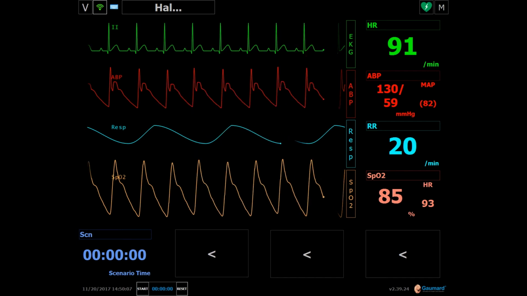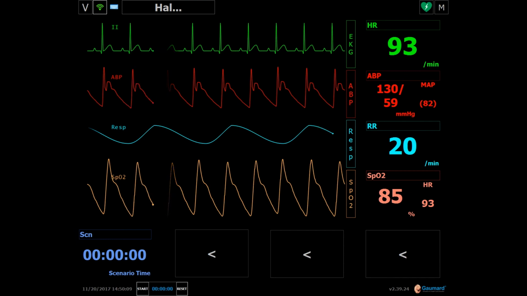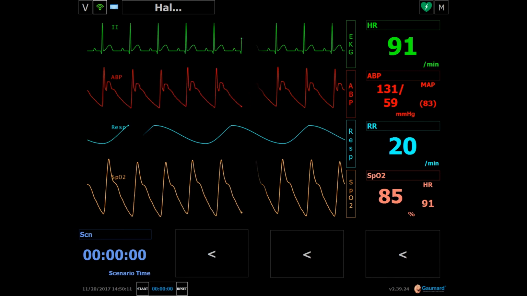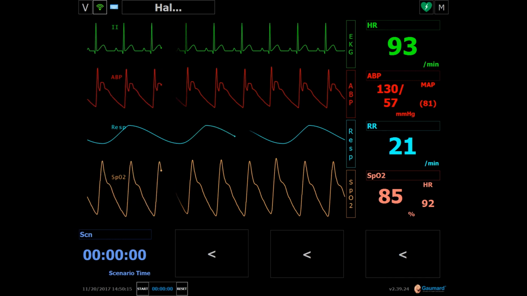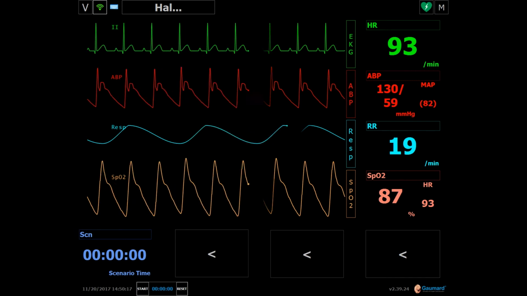Blood pressure went up like we'd expect it to. Respiratory rate went up like we'd expect it to. But his SpO2 has dropped below 90 and below 88. So that might be a little bit of a concern for us. So think about what your action might be here.